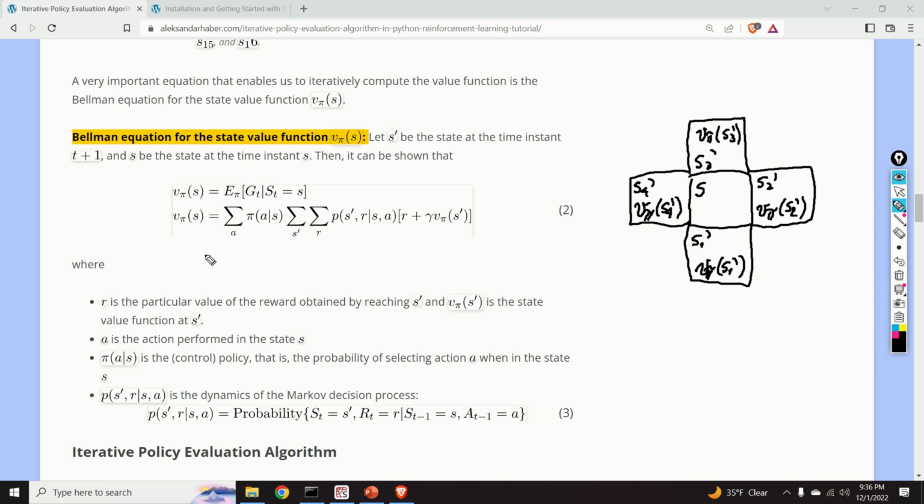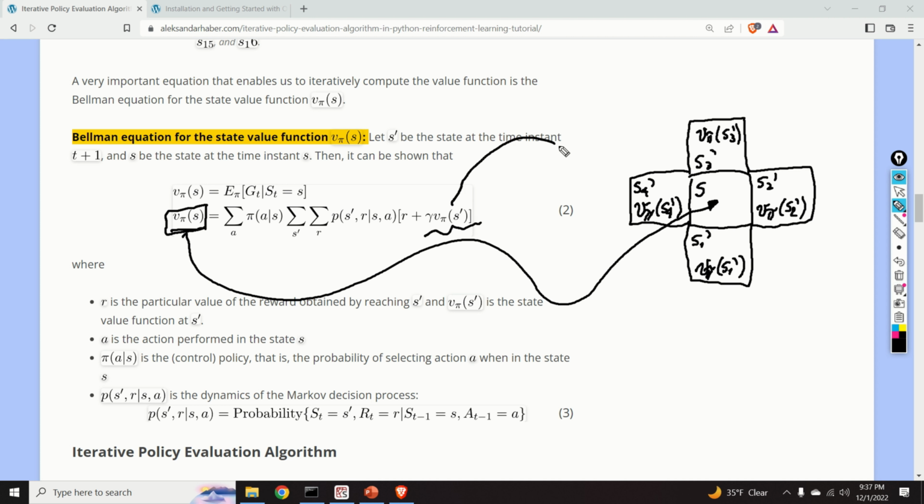The Bellman equation enables us to compute the value function for this central state, or for the current state, on the basis of the value functions defined for all possible future states, and on the basis of the reward obtained by going to the future state, and on the basis of the transition probability, or on the basis of the dynamics, and on the basis of the policy.